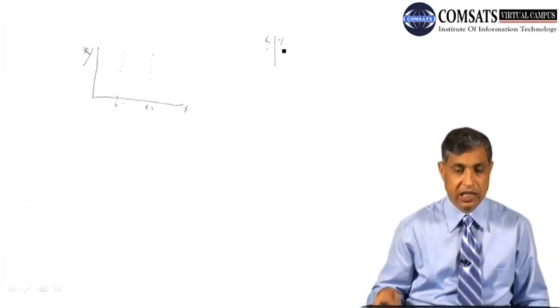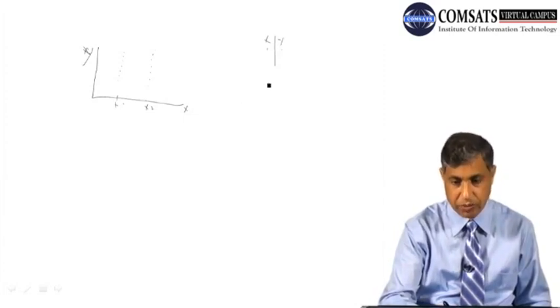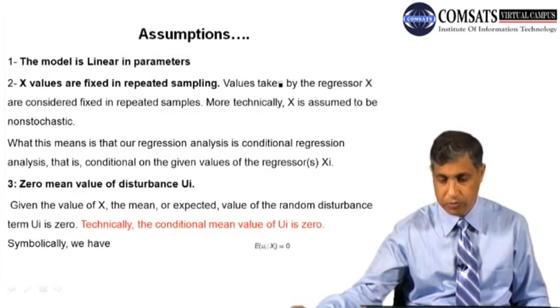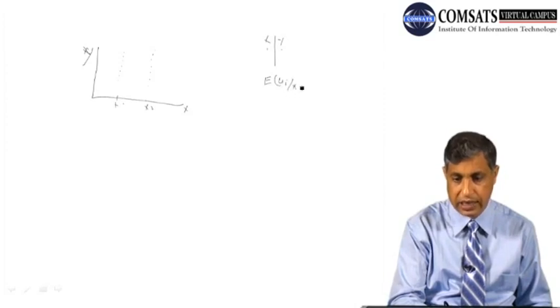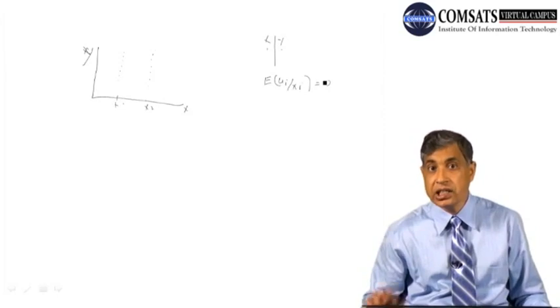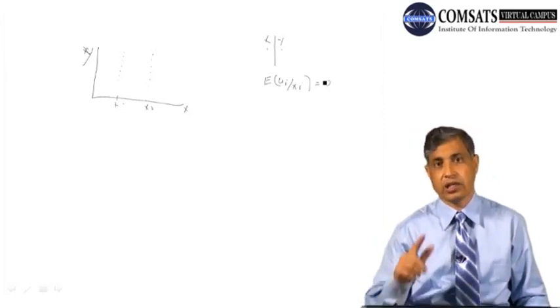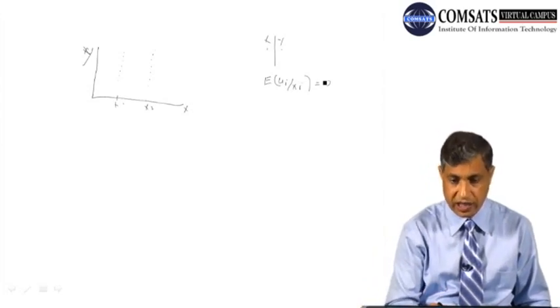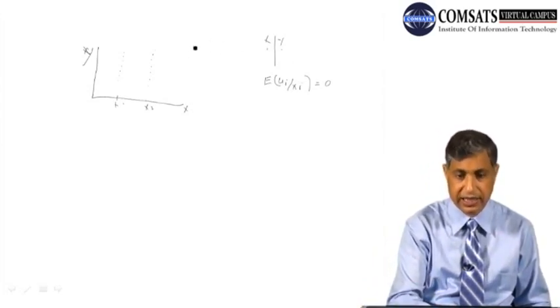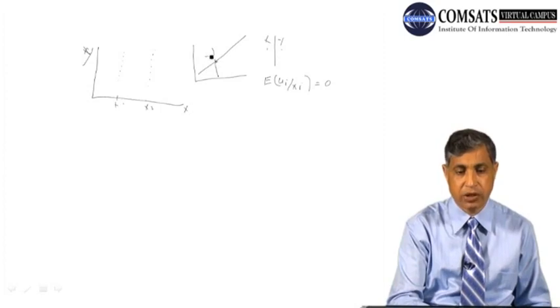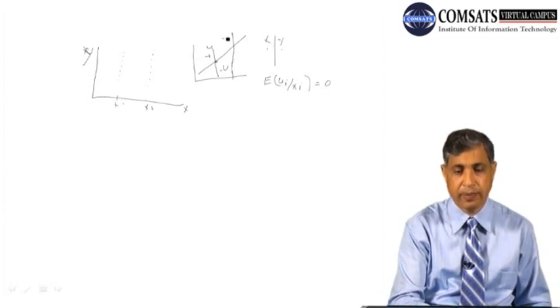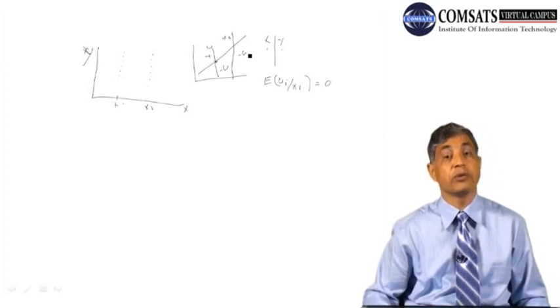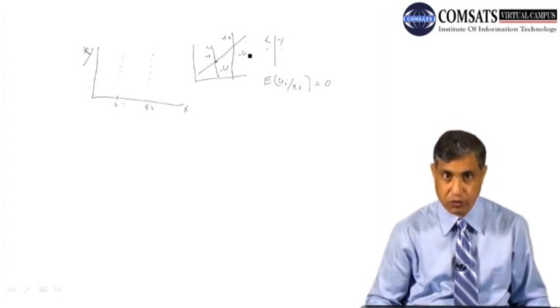If I would like to write this in mathematical notation, it becomes expected value of ui given xi is equal to 0. That at each value of x, the disturbance sum should be equal to 0. If I run through this, because I explained it yesterday: look here, if this is the regression line, at this point the plus u's and the minus u's should be equal, and similarly at each point, plus u and minus u should cancel out, and their sum should be equal to 0.